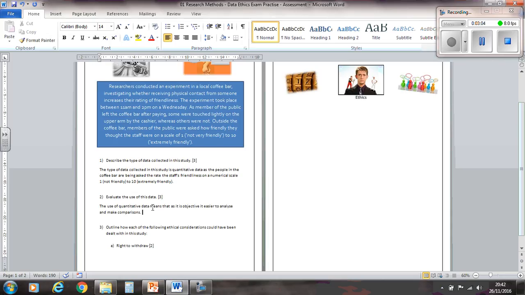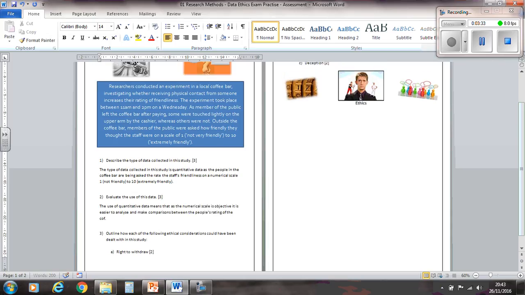So the use of quantitative data means that, as the numerical scale is objective, it is easier to analyse and make comparisons between the people's rating of the coffee shop staff's friendliness rating, as it doesn't require interpretation.